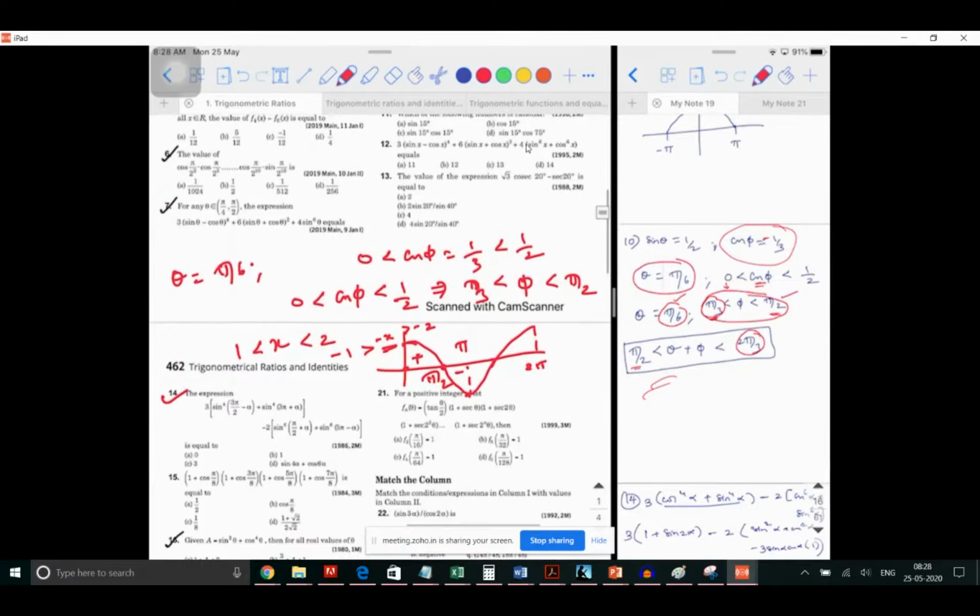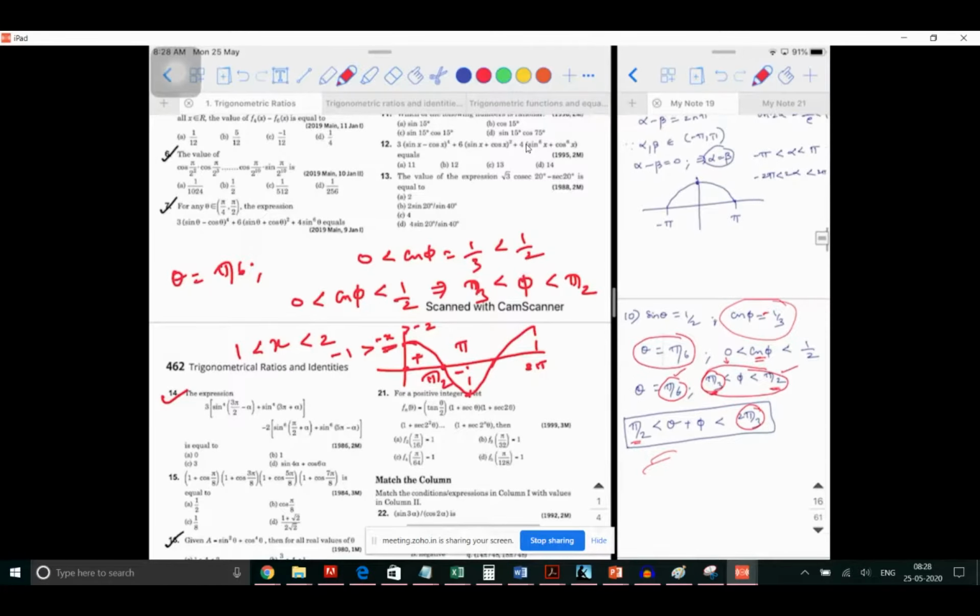So the 14th one is very simple. You don't need my help at all. You can just do it in a few steps and it's just a direct NCERT question. The problems which were asked in the 1980s are now in your NCERT textbook.